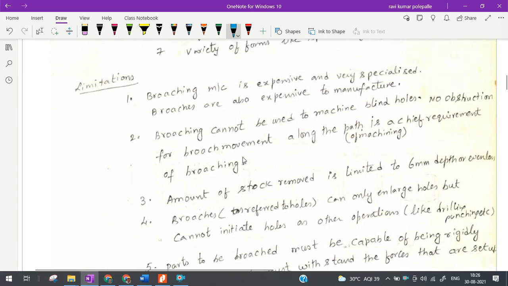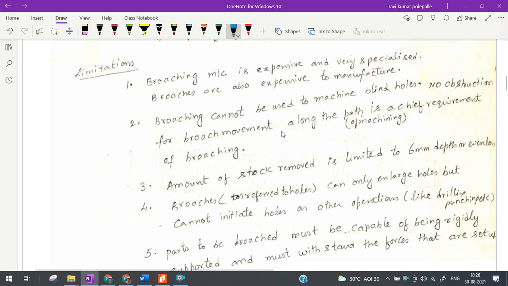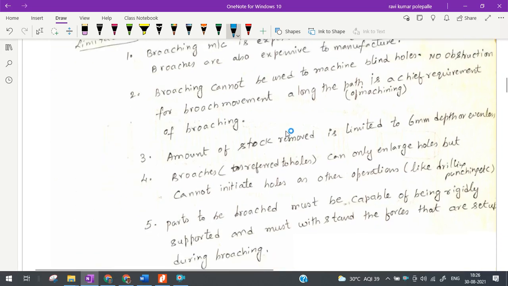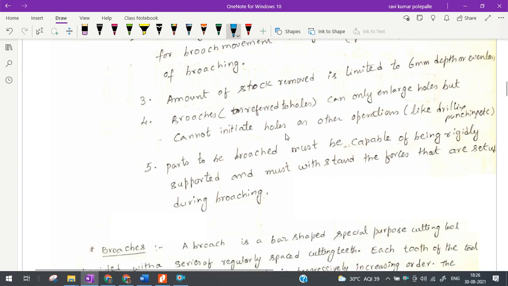So limitations are also there. Broaching machine is expensive, very specialized. Broaching cannot be used to machine blind holes. There should not be any obstruction in path of movement of the cutting tool. Amount of stock that can be removed is also limited, 6 mm or lesser.